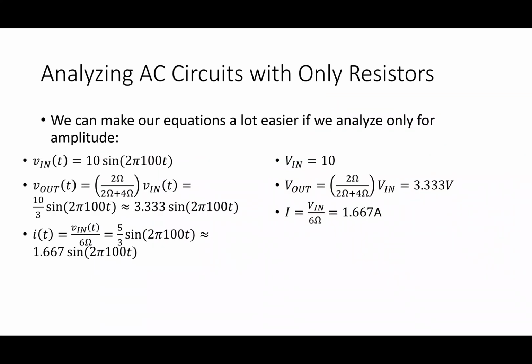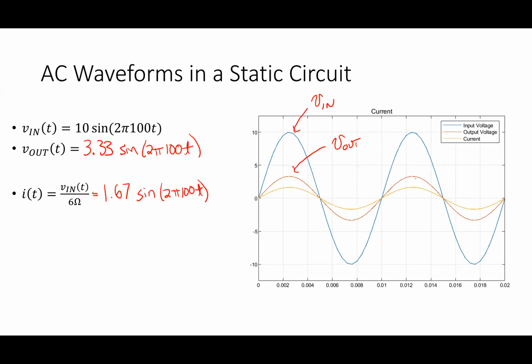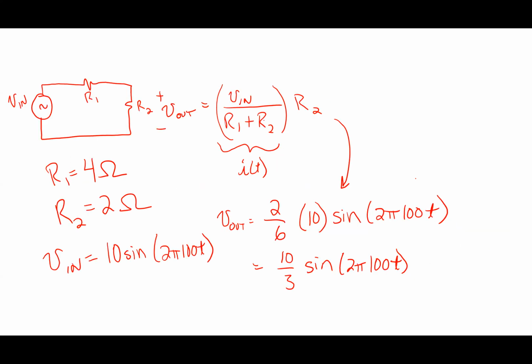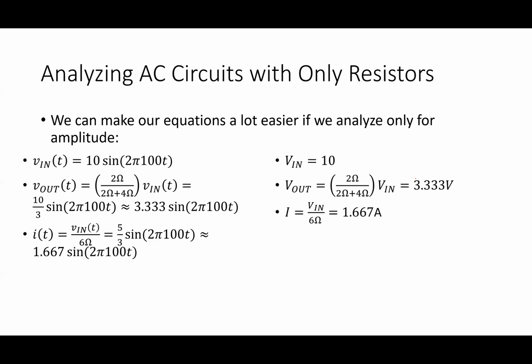So basically, something interesting I see about that right now is I can make my equations a lot easier. If I did the math and said, well, V in had 10 volts as its amplitude, V out would have 3.333 volts as its amplitude. The current has 1.667 as its amplitude. And essentially, everything has sine 2 pi 100t in the expression. There's nothing fancy about it. The currents, the voltages all have sine 2 pi 100t. The only thing that can change as I go through this is the amplitude, all right?